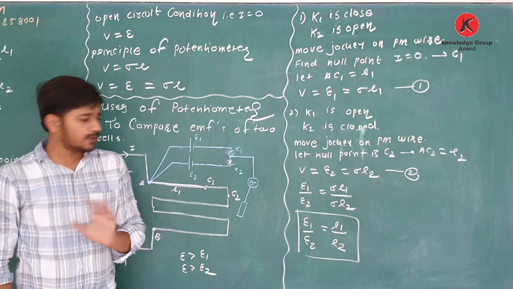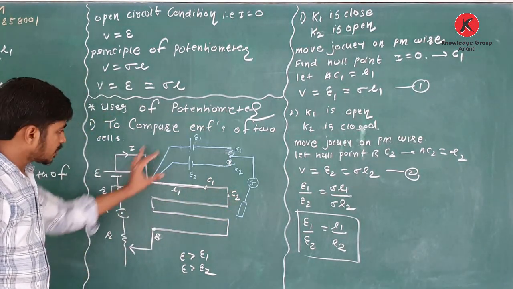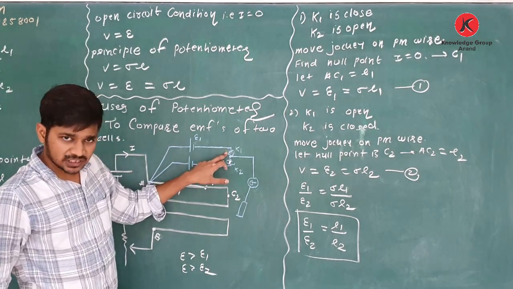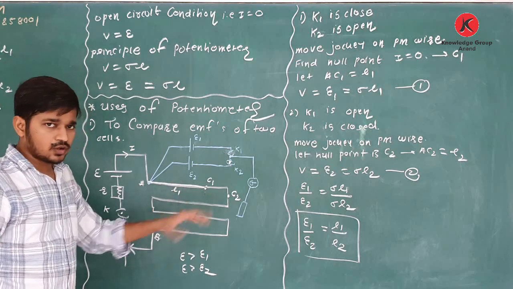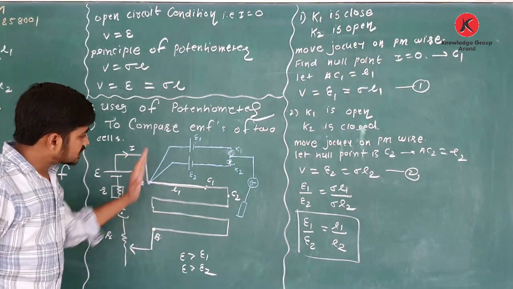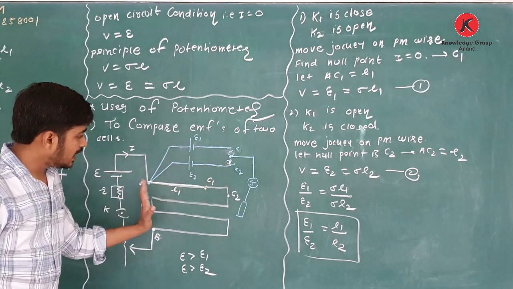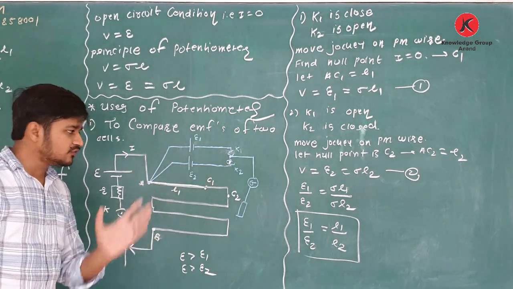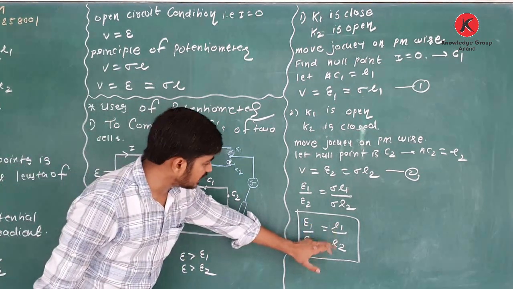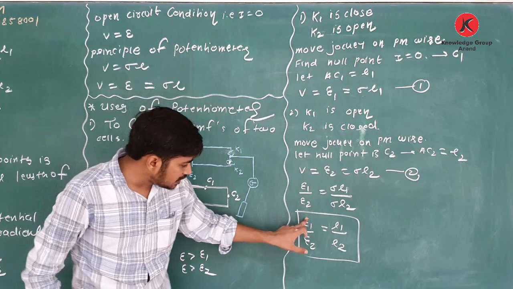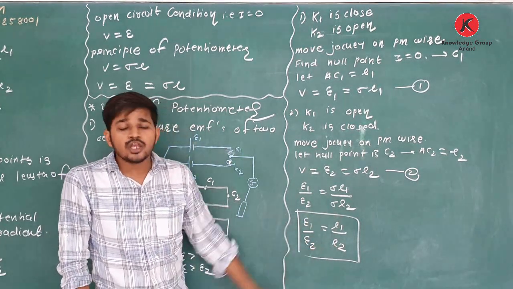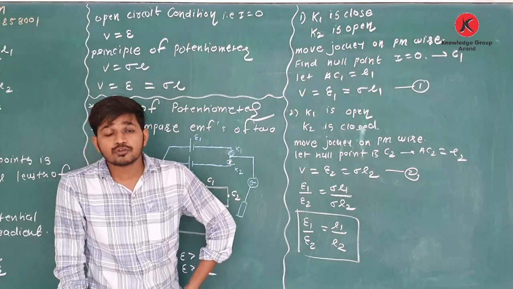See, the method is easy. In the potentiometer circuit, two cells you have to connect. When you close switch K1, you have to find the length where we achieve the null point. It is L1. Next time you have to close the other switch and measure another null point. Its length is L2. So you have to measure L1 and L2. So what is the equation? E1 upon E2 is equal to L1 upon L2. So with the help of this, you can compare two EMFs.